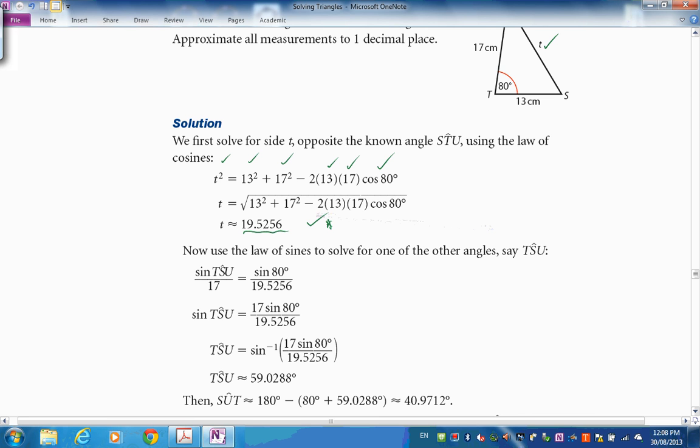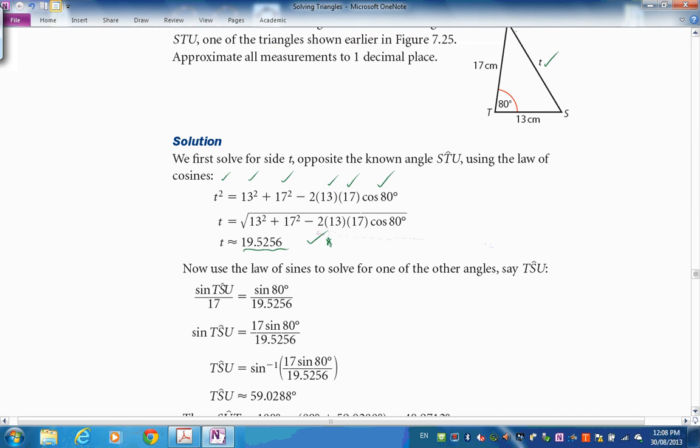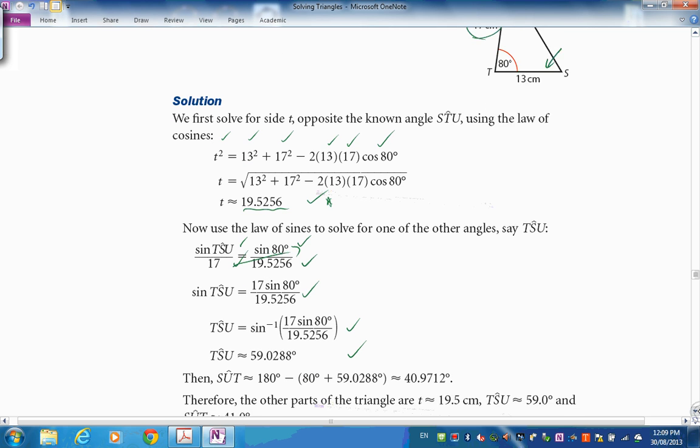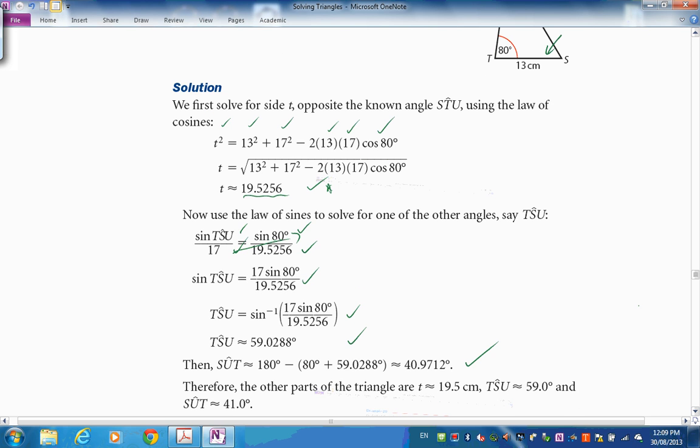So this is the biggest side, opposite the 80, so we can find either of the other two. Let's do the one up the top here. The sine of that over its opposite side is the sine of 80 over its opposite side. So multiplying across, there's its sine, inverse sine, and we have the angle. And so by sum of angles of a triangle, we can find the other angle.